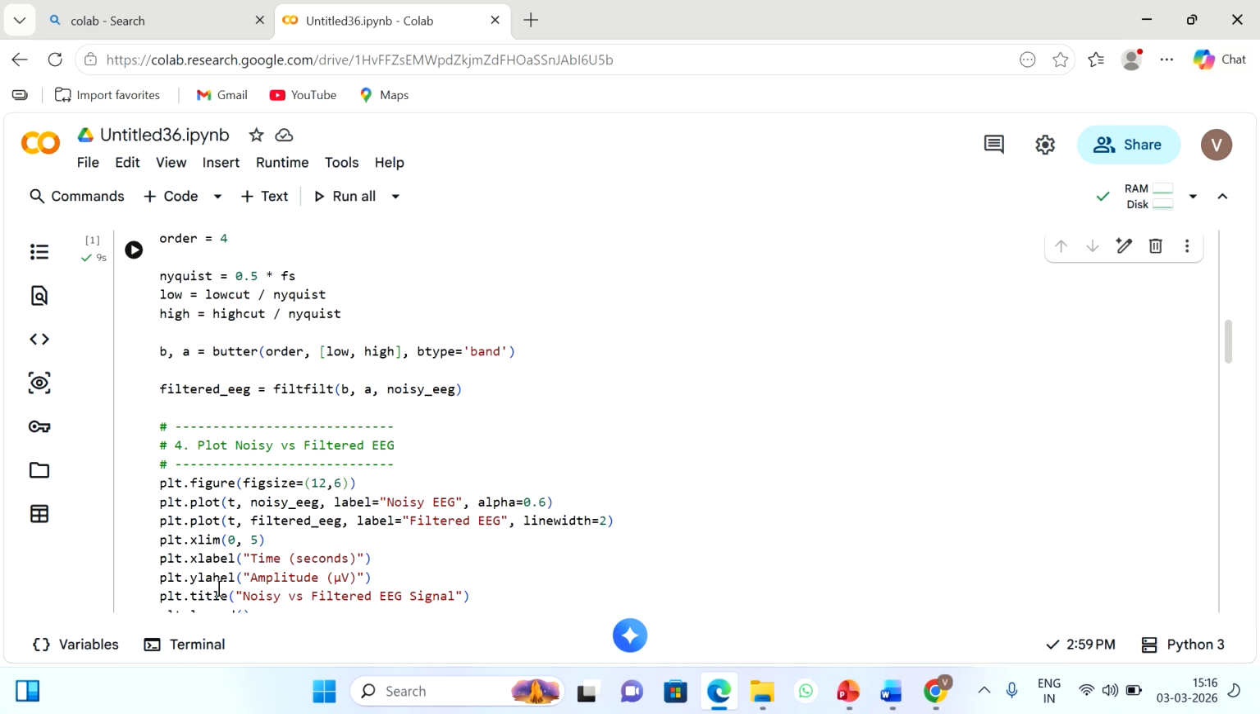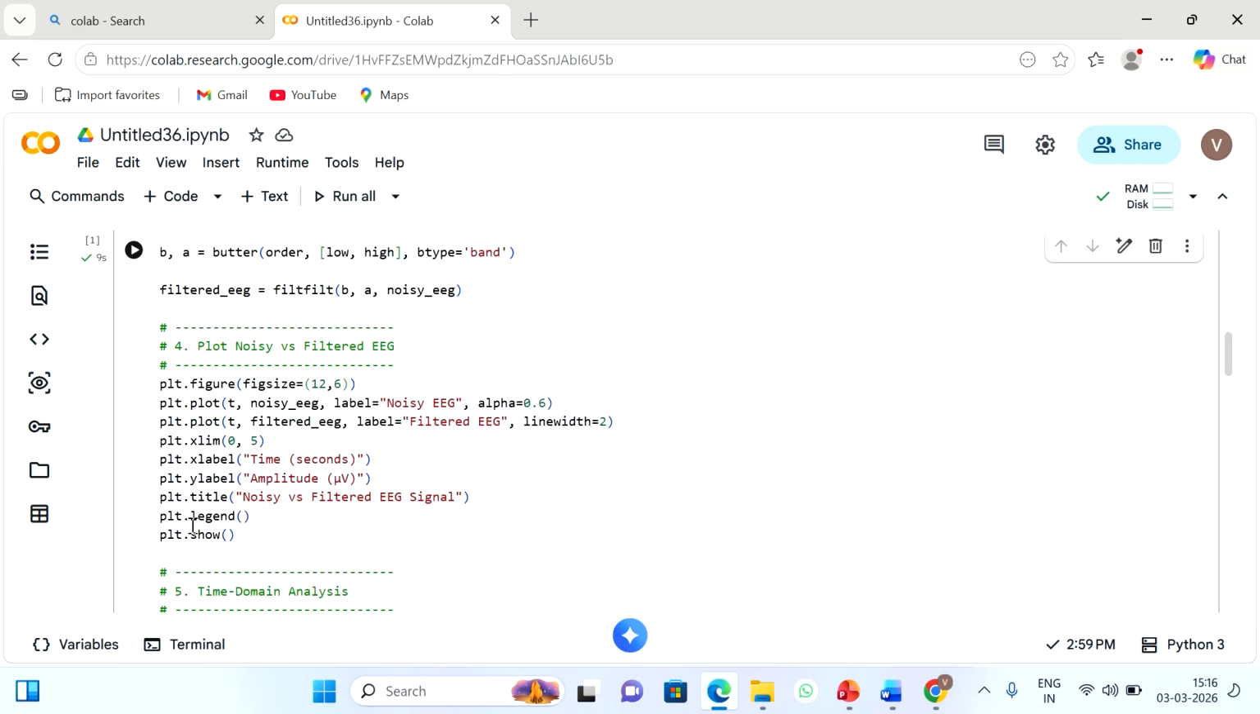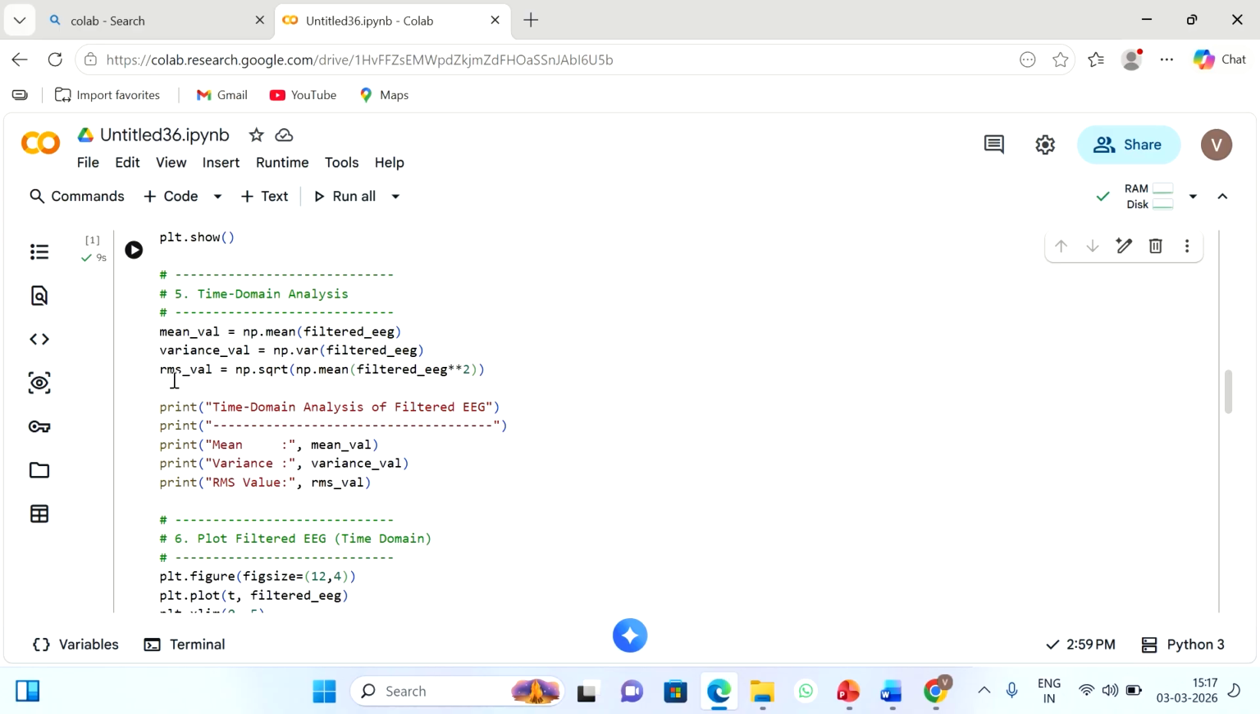And then plt.legend. I know what the meaning is. It is used to display the legend box on a plot. So a box will be provided around the graph, and the graph will be constrained and located intact. That is why we are using the legend. And then plt.show, which shows the output graph.